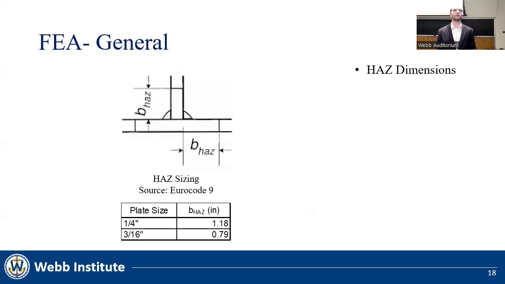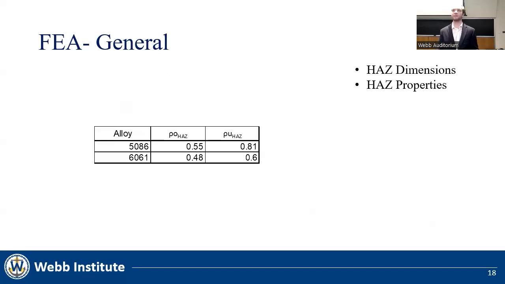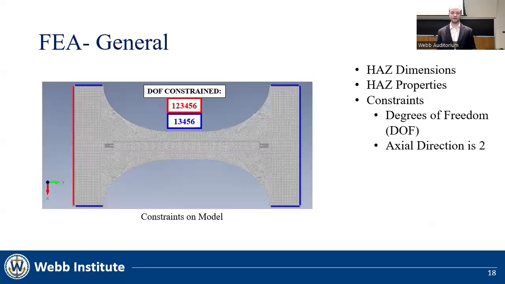Regarding the geometry of the model, the heat-affected zone dimensions were based on guidance from Eurocode 9. For 1/4 inch plate, the size is 1.18 inches, and for 3/16 plate, the size is 0.79 inches. The figure demonstrates how these dimensions are placed from the weld. Additionally, Eurocode 9 provides reduction factors for which the yield strength and ultimate strength are reduced in the heat-affected zone. They are as shown.